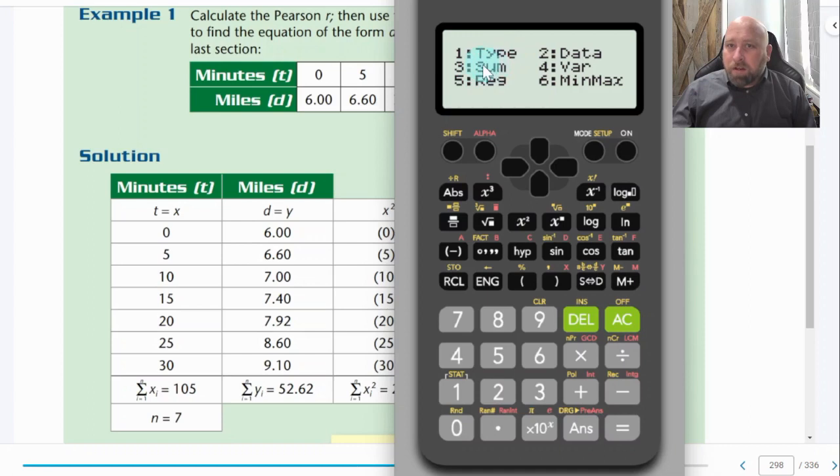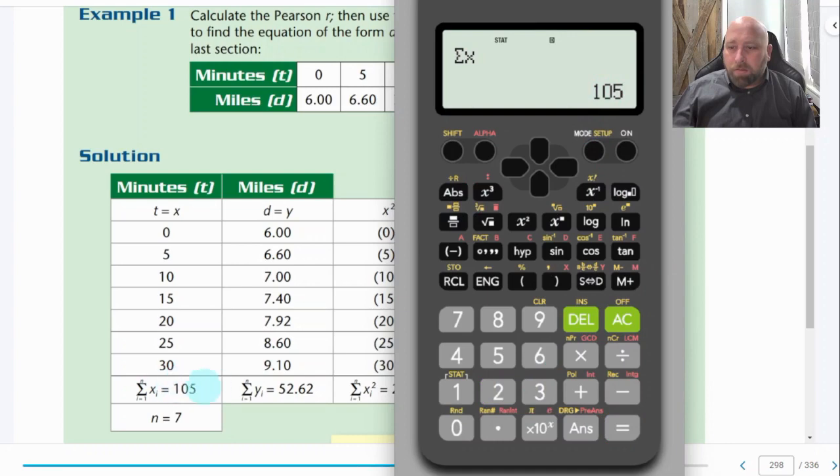Now I'm doing sum, right? That's what I want to do. I want to add everything up. So I need to do my sum. So I'm going to hit 3. And now it asks me what sum do I want. So I want all of these different sums. So I want the sum of the X, right? So that's this one right here. So that's going to be 2. So I'll hit 2 and then equals 105.